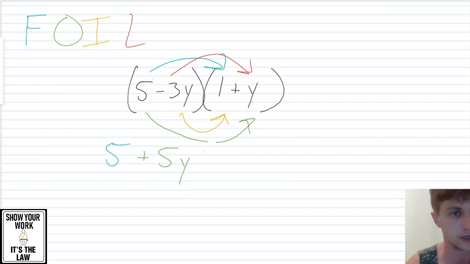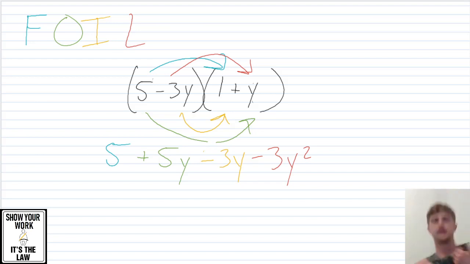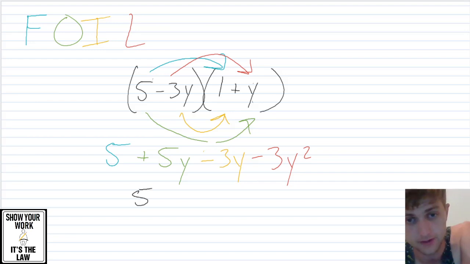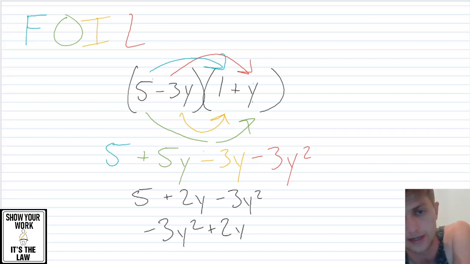And we're going to do the inners. We've got negative 3y times 1, which is negative 3y. And then we have the last, which is going to be the negative 3y times the y, which is just going to be negative 3 and then y multiplied by itself twice. And then from there, we just need to combine like terms. So we've got 5. And then we got 5y minus 3y, which is just 2y. And then we've got negative 3y squared. And then it's best practice to order it based on the exponent. So we're going to order it as negative 3y squared plus 2y plus 5.